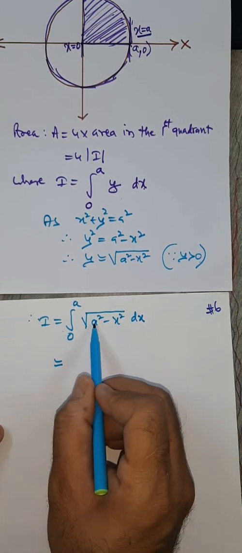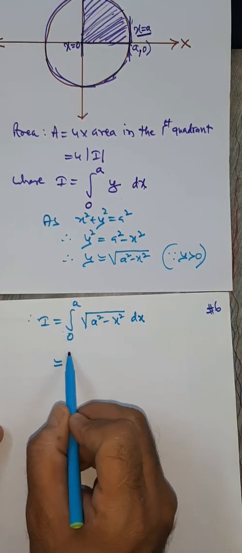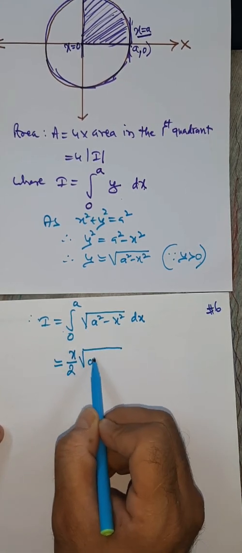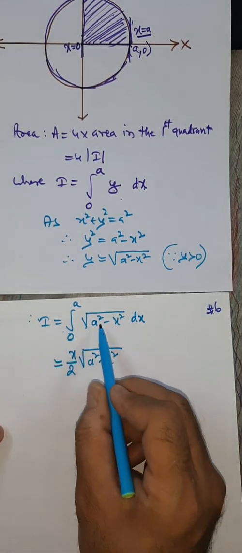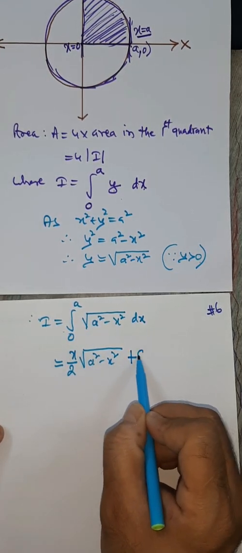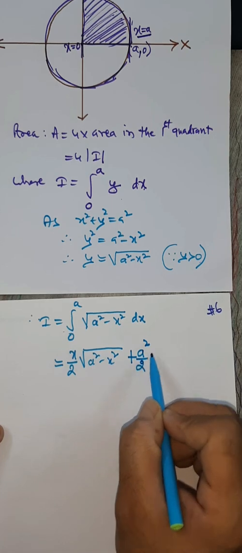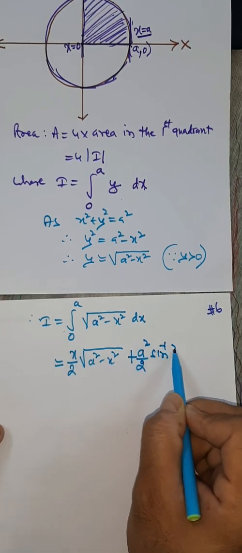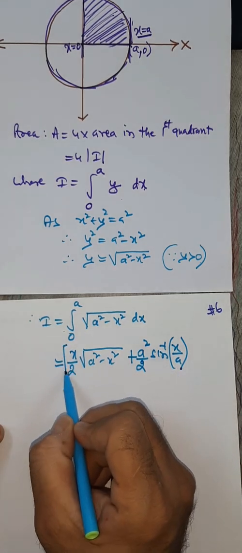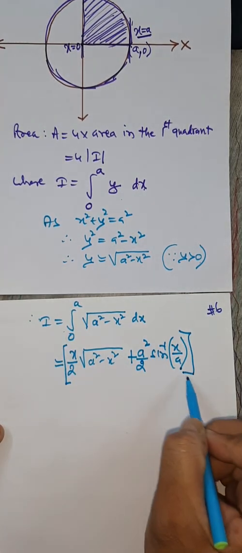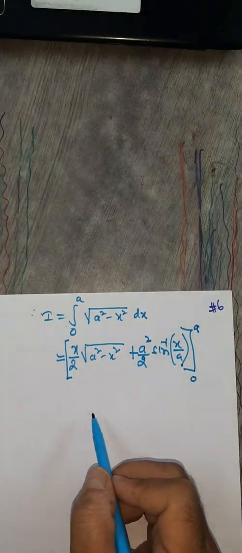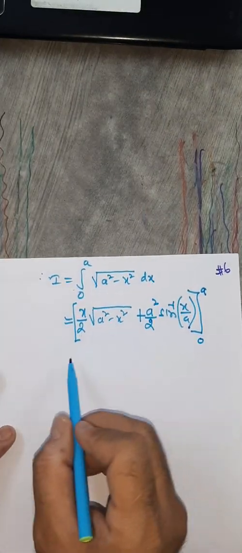So you just integrate. This is a standard formula: x by 2 into the same expression, a square minus x square, and here you have the constant first, so a square by 2 sine inverse x by a. If you have the constant first, the answer will be in the form of sine inverse. Limits are from where to where? 0 to a. This is simple integration.